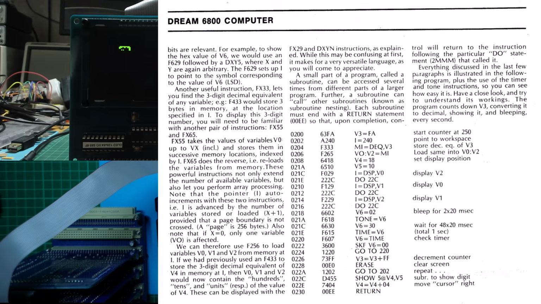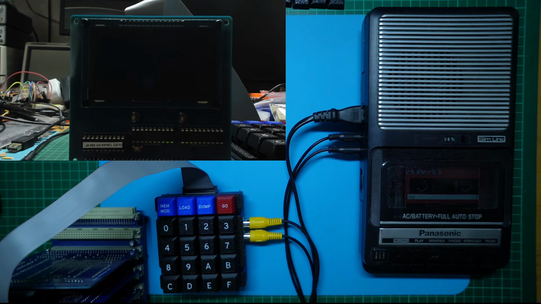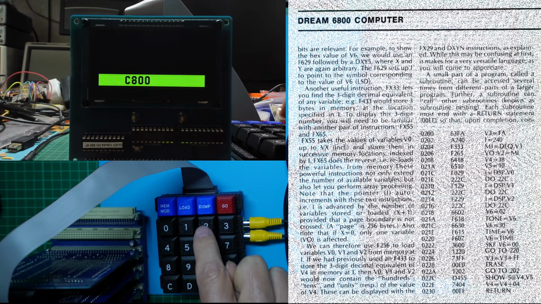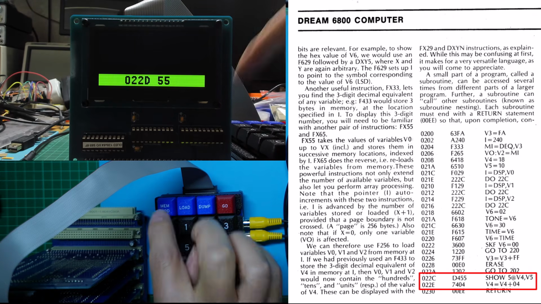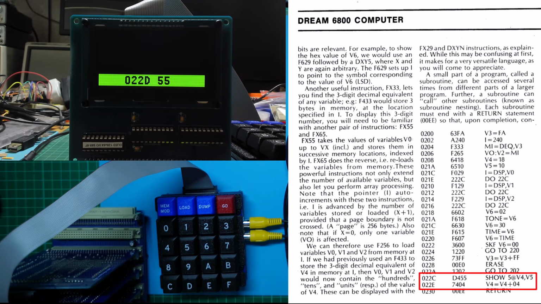To fix this, we simply need to double the number of rows to display to 10 and also double the character spacing to 8 pixels. So let's do that. Reset. So if I go to 022C, which is our display instruction, starting with D4, if I go to the next memory address, we've got 55, which is variable 5 and display 5 rows. So if we want to display 10 rows, I'll change that to 5A, A for 10.